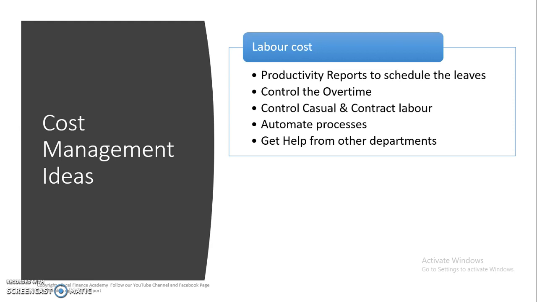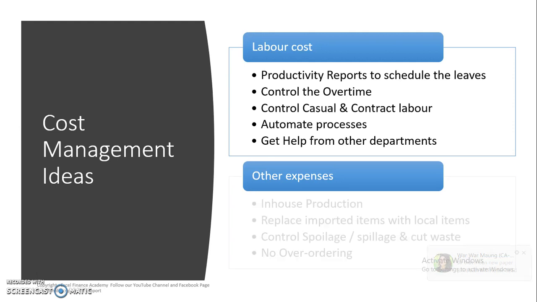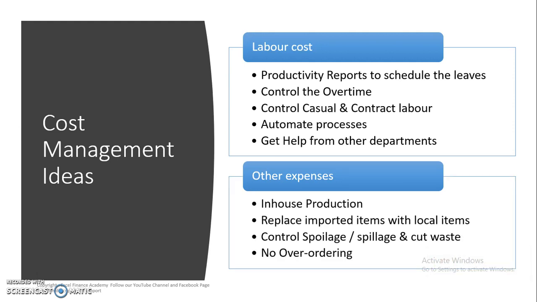The next topic is the other cost. Other expenses can be food cost, complimentary gifts, reservation cost, or other things. There are some general ideas, like in-house production. If you are providing any amenities to the guest, instead of buying from outside, you can use the in-house staff, like housekeeping staff or laundry staff, if they have spare time, because it's cheaper to do it in-house.